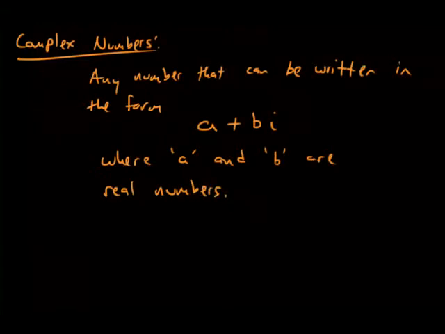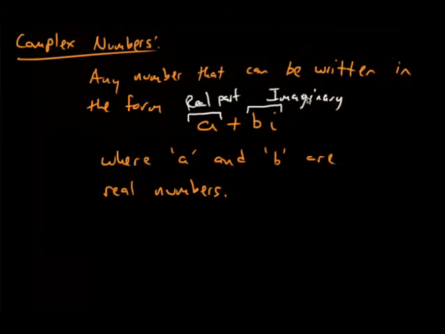So what I want to point out about this is that this a portion is going to be our real part. And the plus bi portion is going to be our imaginary part. Okay, so we end up having this hybrid type of number that is part real, part imaginary. Okay, and still try not to get hung up on the word imaginary.